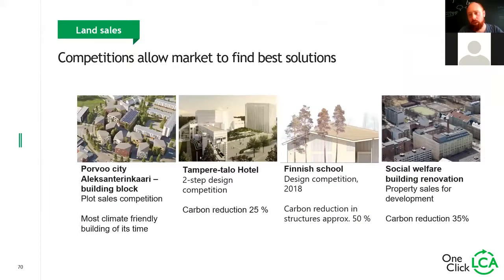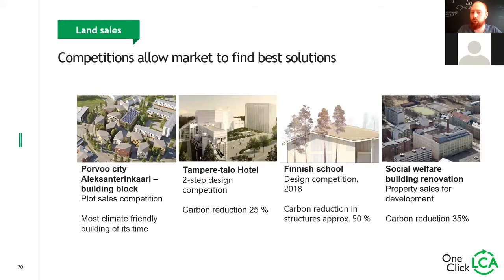What is also done quite often in LCA is competitions or land sales. There are a couple of examples I have listed here, which have all happened in Finland. In Porvoo, we had an apartment block, and the plot sales competition was linked to how environmentally friendly or climate friendly the building was going to be. At that moment, I think it was 2018, it was the most climate friendly residential building of its time. Then we have the Tampere Talo Hotel, where there was a design competition in 2 different steps. They had to submit multiple designs, and the idea was that they could only build if they showed a carbon reduction of at least 25%.